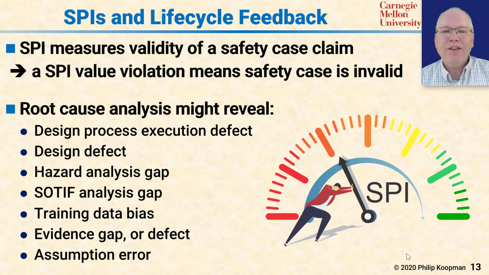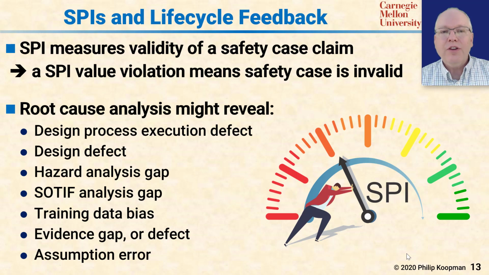When you have a SPI value violation, if the SPI says your claim is not true in the sense that it meets whatever the numeric target is or some other sense, when the SPIs say, hey, your claim's not true, you have to do root cause analysis. And it might be a design process defect. It might be a design defect. It might be a hazard analysis gap. It might be something you missed in SOTIF. It could be training data bias. It could be some problem with your evidence, that your evidence had a bias. Or it might just be an assumption error. You assume something would happen very infrequently and it's happening all the time, for example.